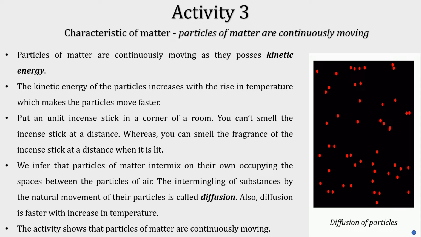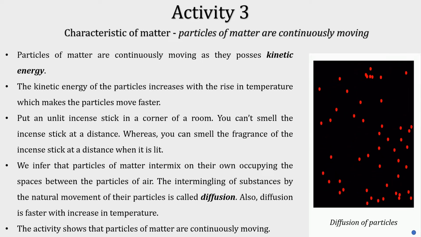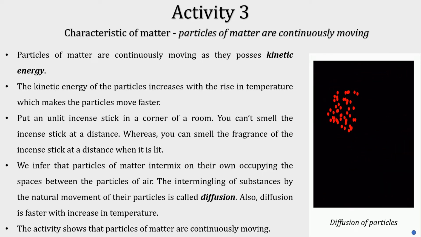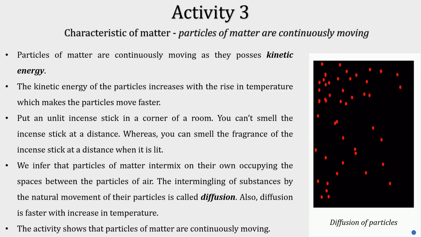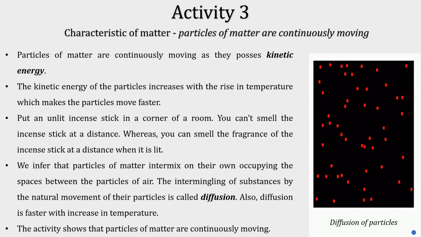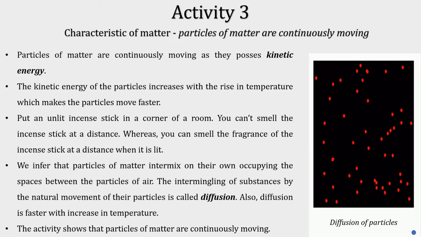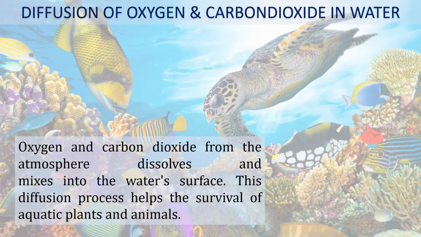The intermingling of substances by the natural movement of their particles is called diffusion. Also, diffusion is faster with an increase in temperature. The activity shows that particles of matter are continuously moving. Here is an example of how diffusion takes place in nature around us. Oxygen and carbon dioxide from the atmosphere dissolve and mix into the water surface. This diffusion process helps the survival of aquatic plants and animals.